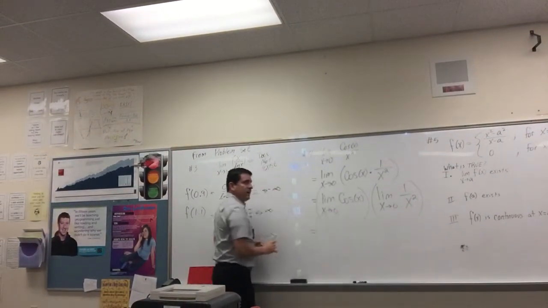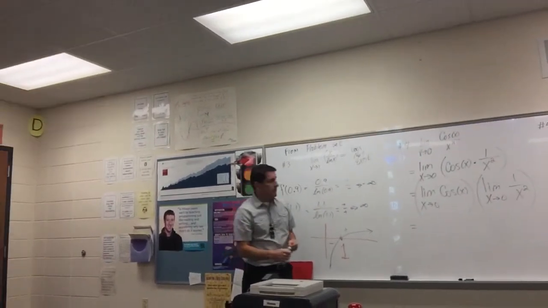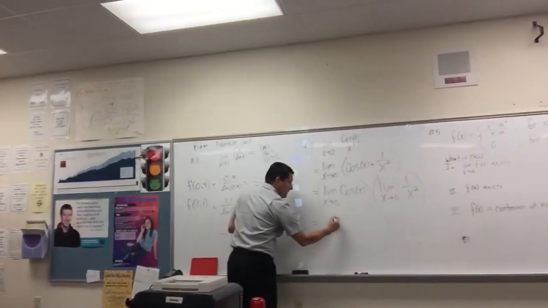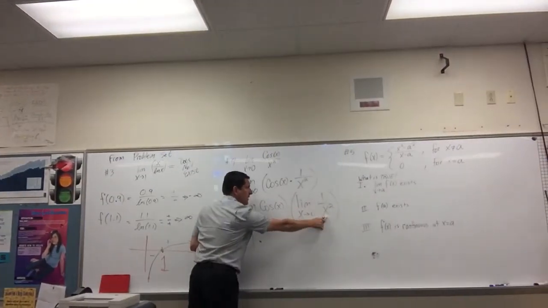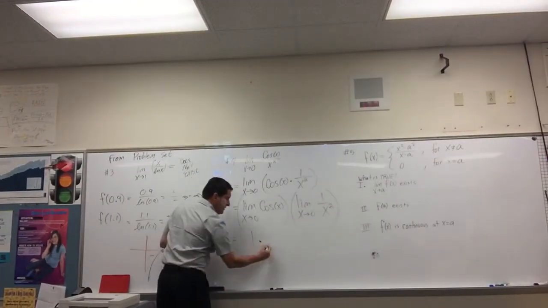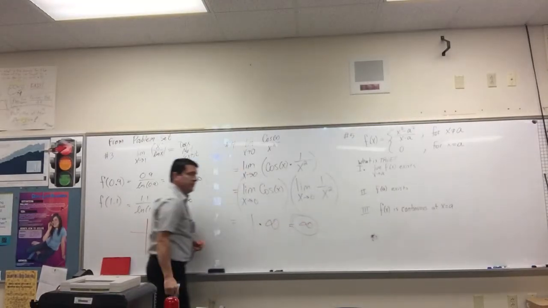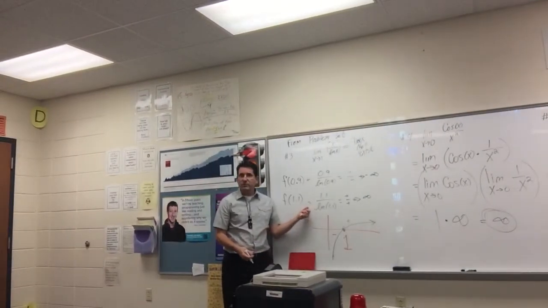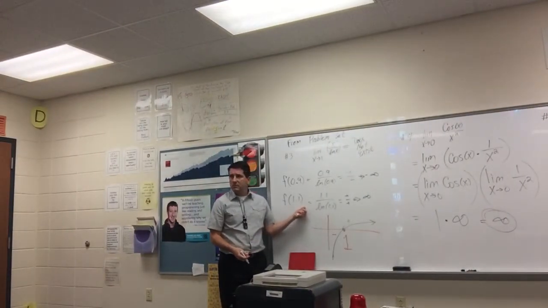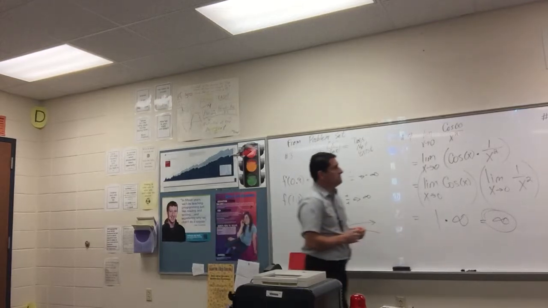The cosine function is a continuous function at x equals 0. The cosine of 0 is 1. The limit as x approaches 0 of 1 over x squared is infinity. So the final answer is infinity. And that's an analytical approach. You can still use the numerical approach and it'll still work. This is just a little bit easier to follow.